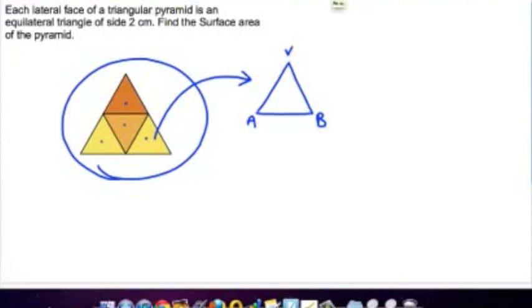All right, so I know each lateral face is an equilateral triangle of side 2 centimeters. So I know this is 2, this is 2, and I know the distance from A to B is 2. What I'm going to do is create a height and label that point M. I know then if I've created a perpendicular from the height, I've split A and B directly in half. So I know that AM and MB will both equal 1.